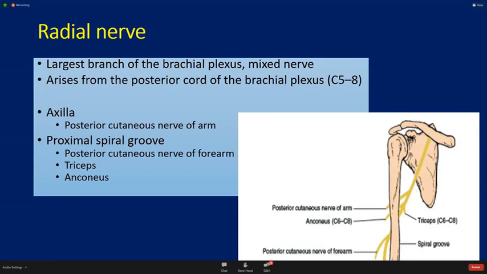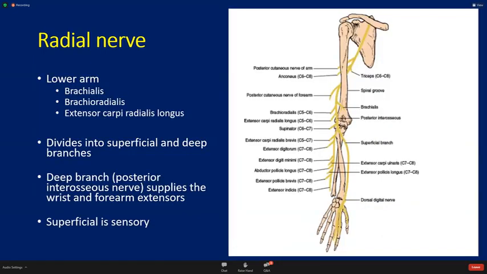One cutaneous branch supplies the posterior aspect of the forearm. That is the posterior cutaneous nerve of the forearm. And 2 muscular branches supply triceps and anconeus. Then in the lower arm, after coursing through the spiral groove, it gives off branches to brachialis, which is also supplied by the musculocutaneous nerve. It also supplies brachioradialis and extensor carpi radialis longus from above the elbow.